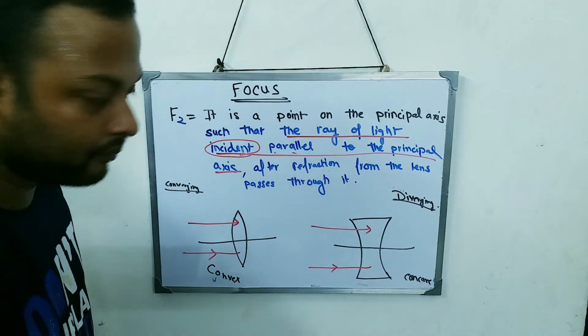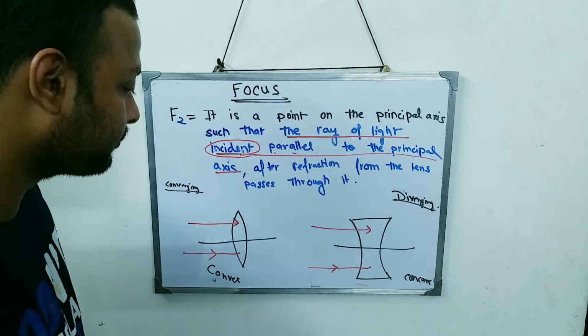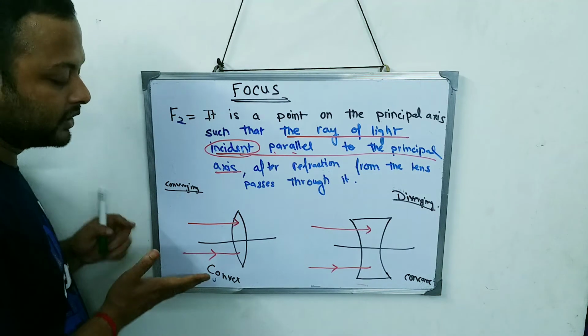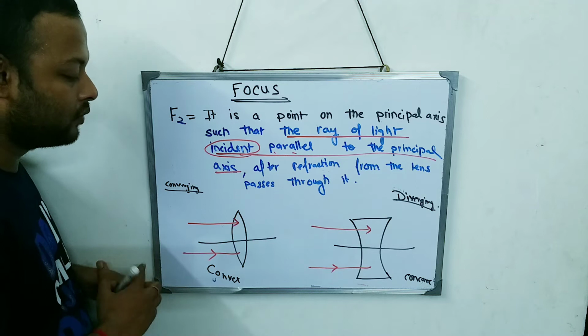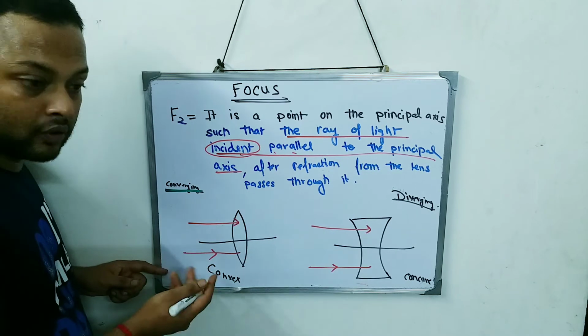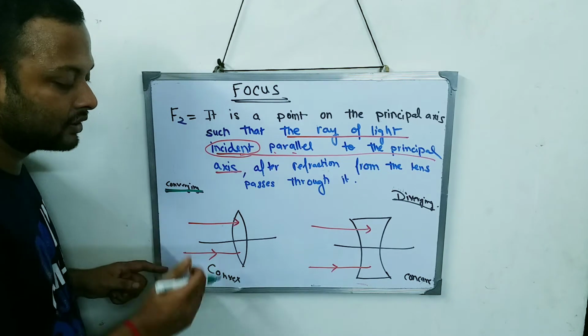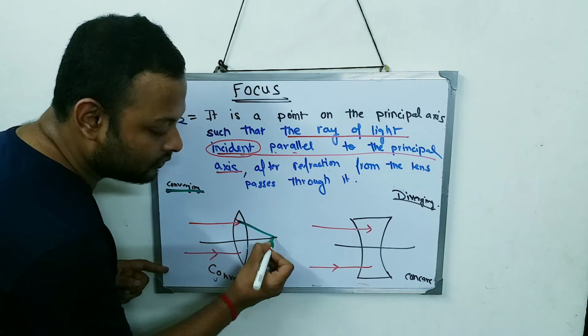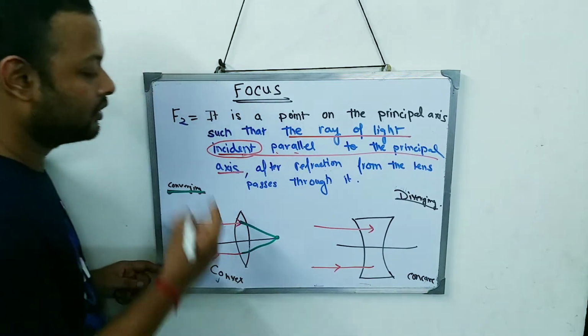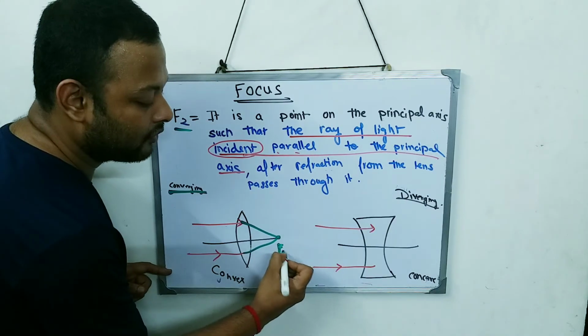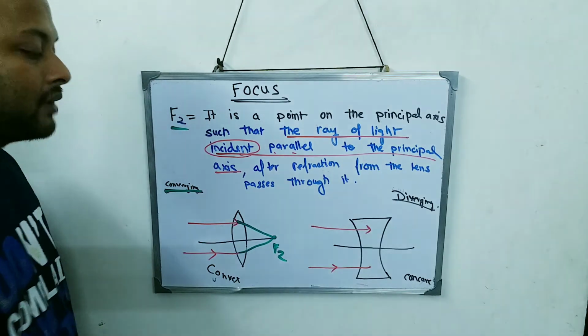Now come over here. Very important thing. These rays which are parallel to the principal axis, after refraction through the lens, will do what? They will converge, because we know the function of the convex lens is to converge. So the rays will converge to a particular point, and this point becomes F2.